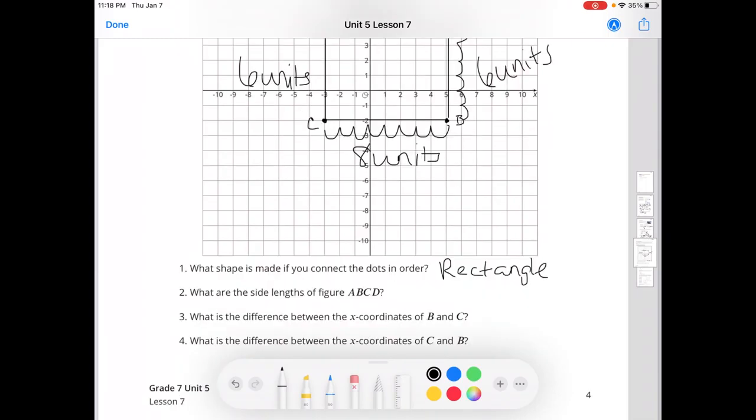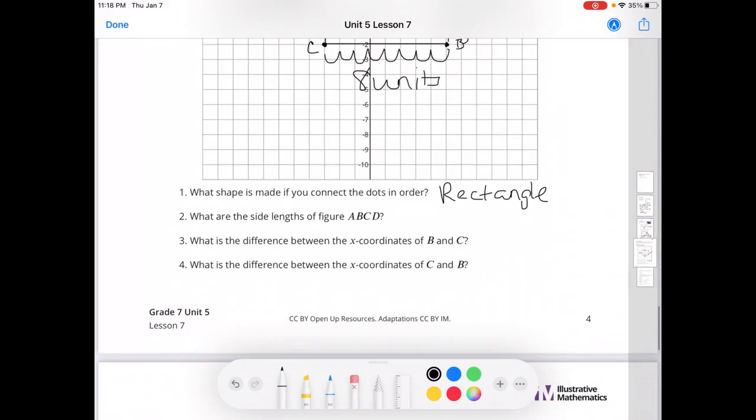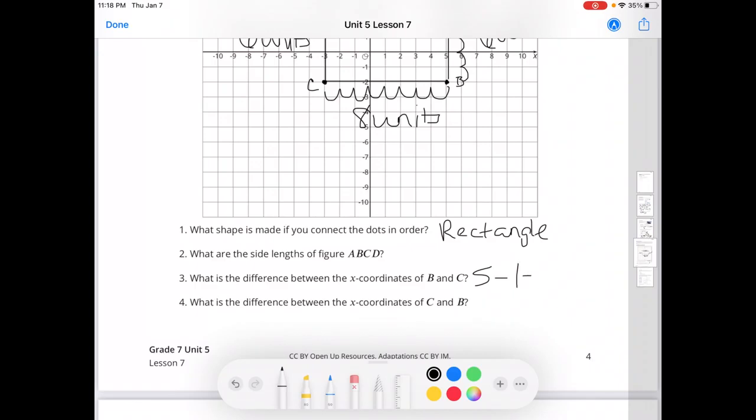Okay, number 3 says, what is the difference between the x-coordinates of B and C? So points B and C, I have an x-coordinate of 5 for B and an x-coordinate of negative 3 for C. So to find the difference in those, it's 5 minus negative 3. I will want to rewrite that as 5 plus the opposite of negative 3 is positive 3. So 5 plus 3 is 8. So B and C are 8 units apart, which we determined here.